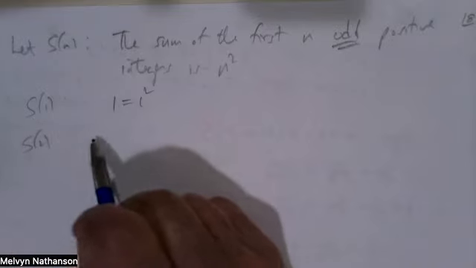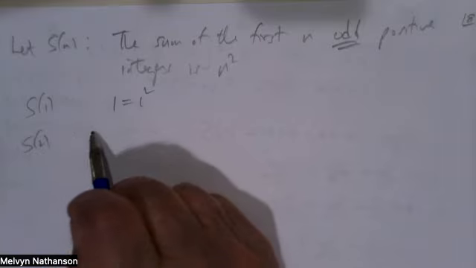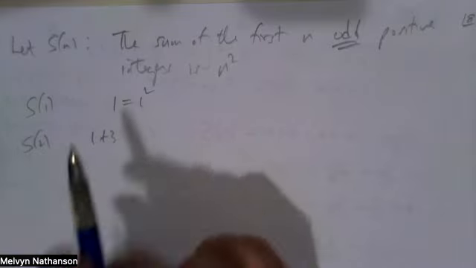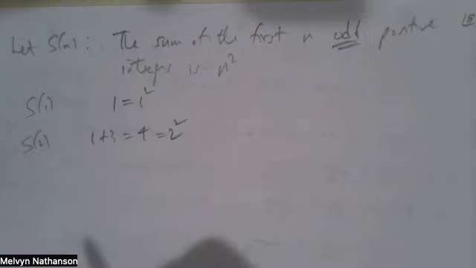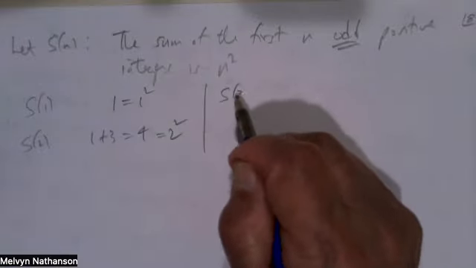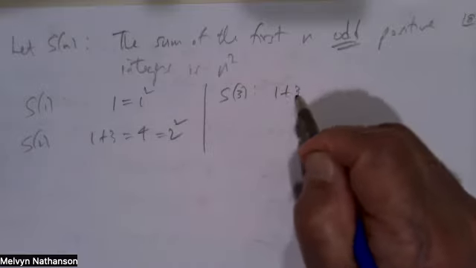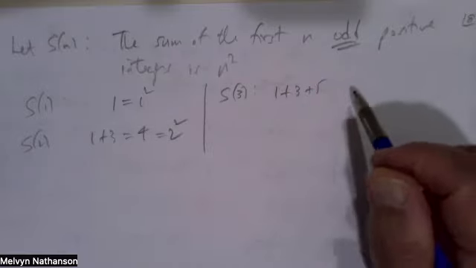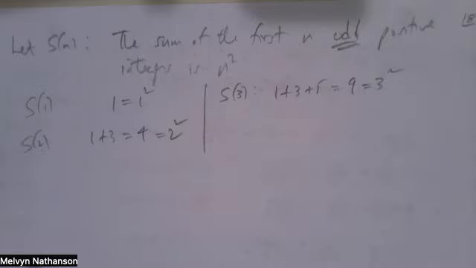What does S of 2 say? Take the sum of the first two odd positive integers. 1 plus 3. 1 plus 3 is 4. That's 2 squared. What is S of 3? The sum of the first three odd positive integers. 1 plus 3 plus 5. That's 9. That's 3 squared.